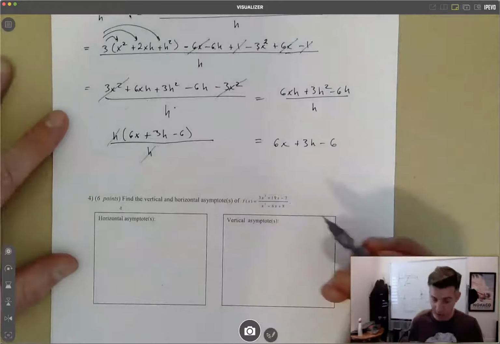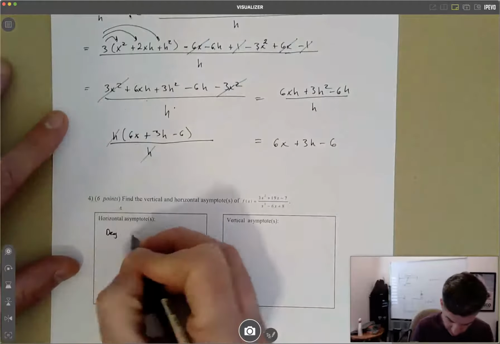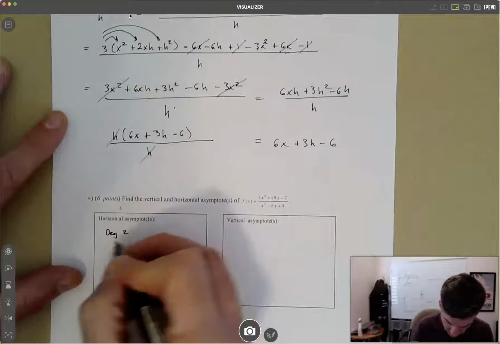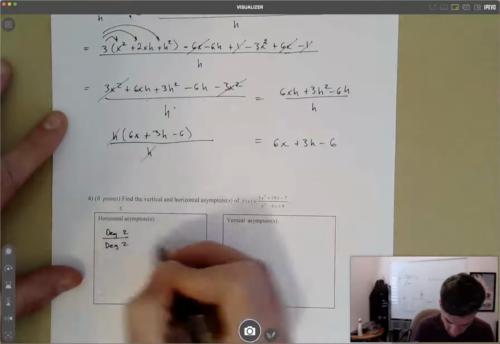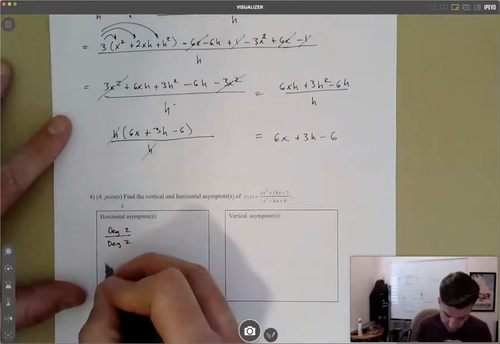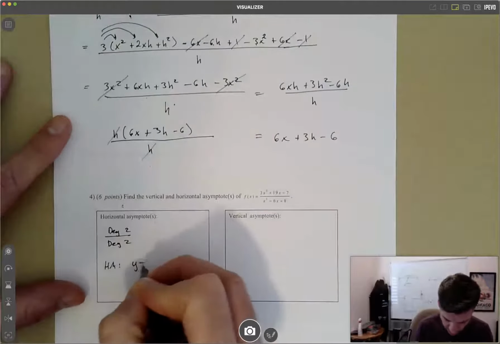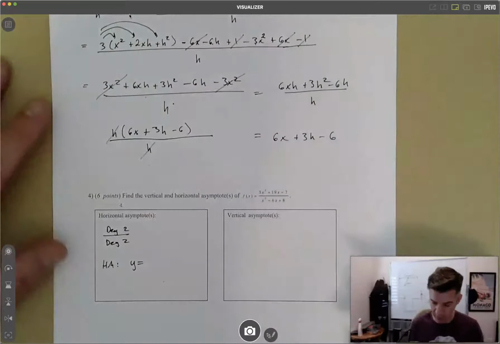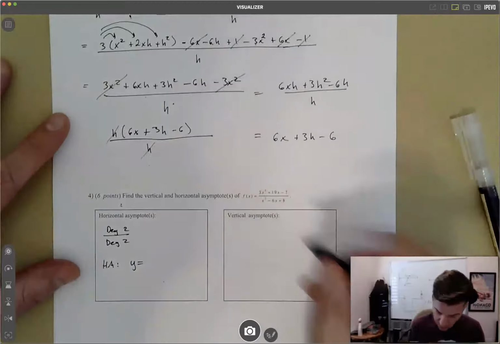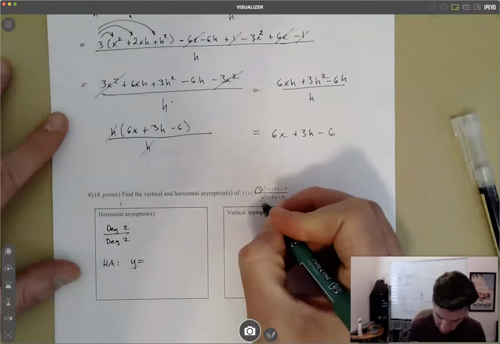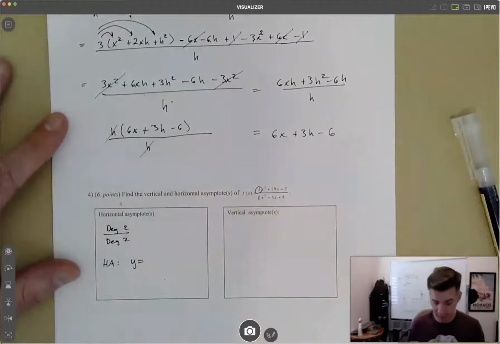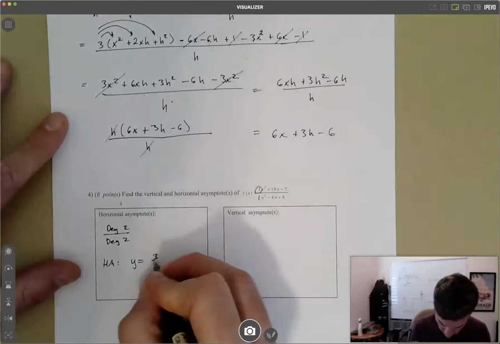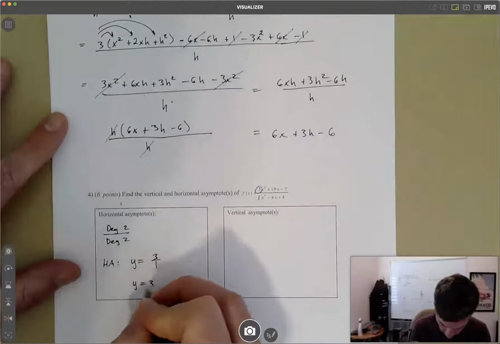So the degrees are the same. It's degree 2 over degree 2, which means that the horizontal asymptote is going to be given by y equal to the quotient of the leading coefficients. The leading coefficient on the top is 3. The leading coefficient on the bottom is 1. So it's going to be y equal to 3 over 1, which is just y = 3.